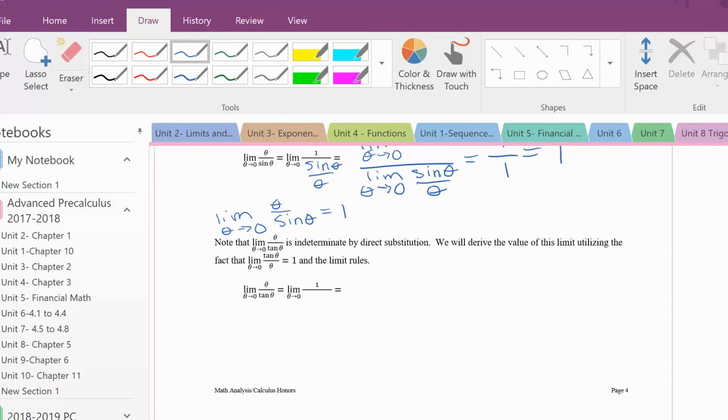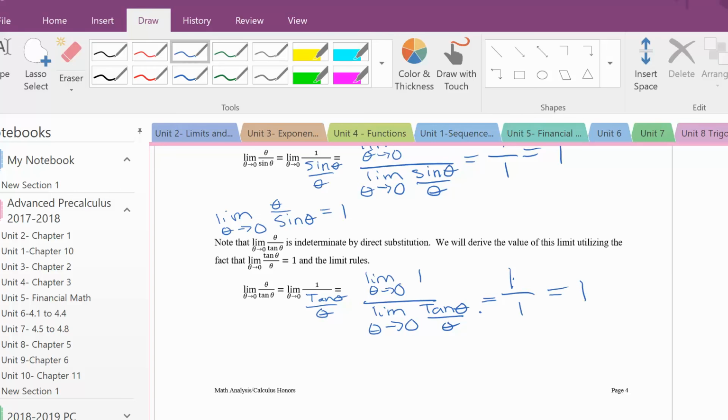And then last but not least, the reciprocal of tangent theta over theta. Well, we do the same thing. So now the limit here is 1 over 1, so it's 1.